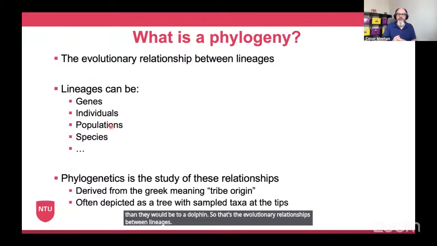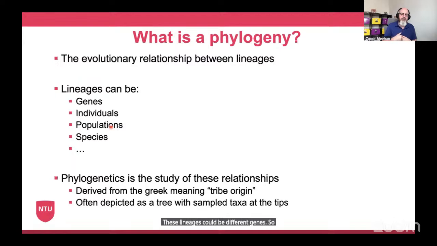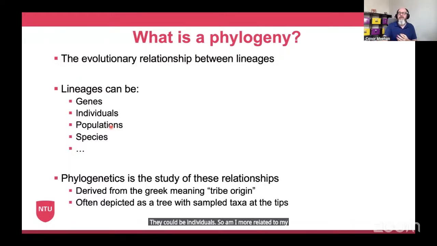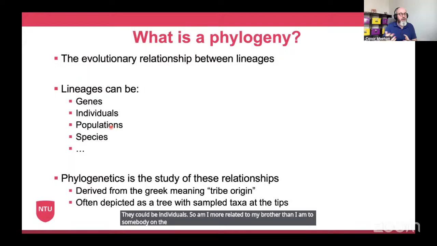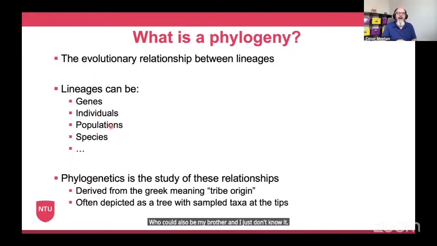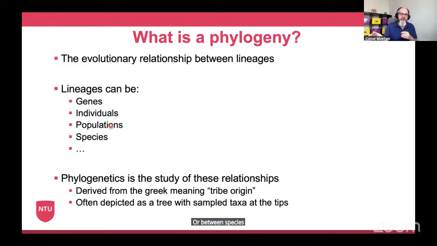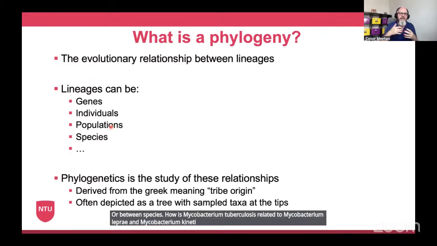And these lineages could be different genes. So the HOX1 gene in a human and a HOX1 gene in a mouse, are they more related or less related to each other than they are to the HOX1 gene in a snake? There could be individuals. So am I more related to my brother than I am to somebody on the street that I don't know? Who could also be my brother and I just don't know it. Differences between populations. How does the population of MTB within the Gambia relate to the population of MTB within Ethiopia or within here in the UK? Or between species. How is Mycobacterium tuberculosis related to Mycobacterium leprae, Mycobacterium canettii? Which of these are more closely related to each other?